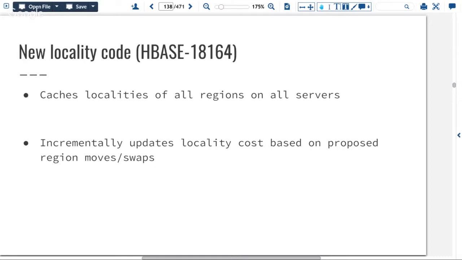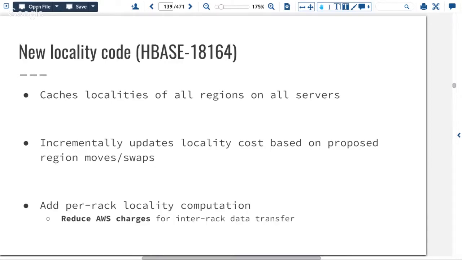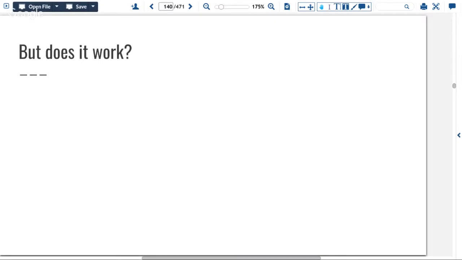It's just going to incrementally update it based off of that most recent region move or swap proposal. And the other thing we added separately is a per-rack aware locality cost function, which is relevant because we run on AWS and there's a real money charge associated with inter-rack data transfer. For us, a single rack is an availability zone within AWS. So having this cost function logically associate a balancer cost with the real-world cost was also pretty useful for us.